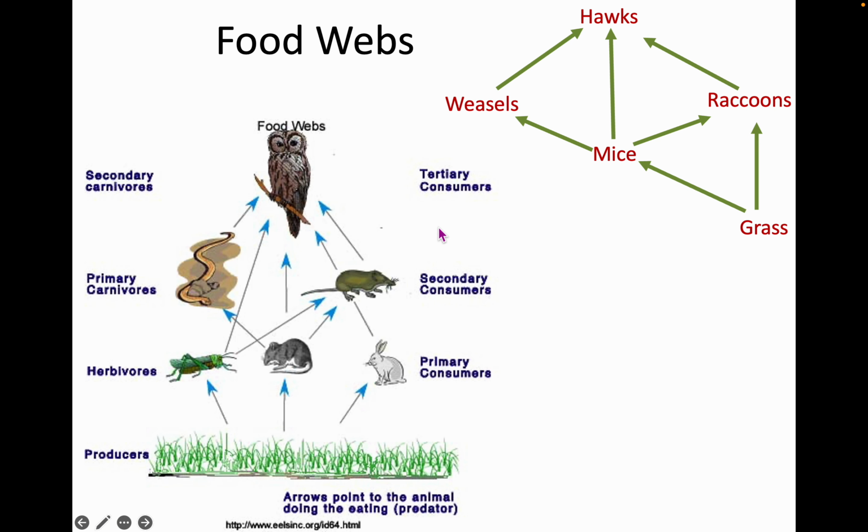All right, so for food webs, here's a couple of examples. So they can be drawn such that the images are not in it. But no matter what kind of food web you're talking about, your arrows always point from the lower end to the higher part of the food web.